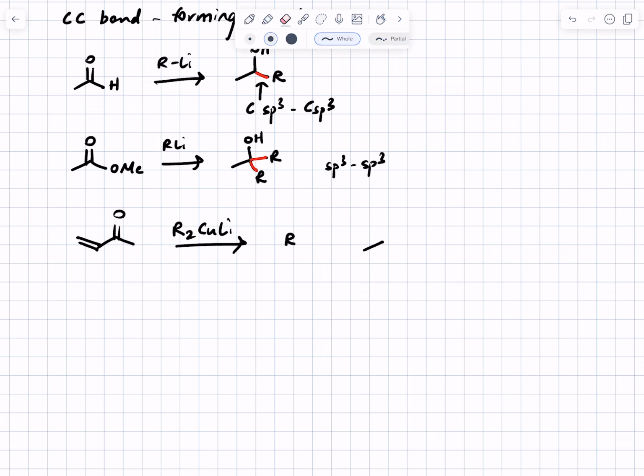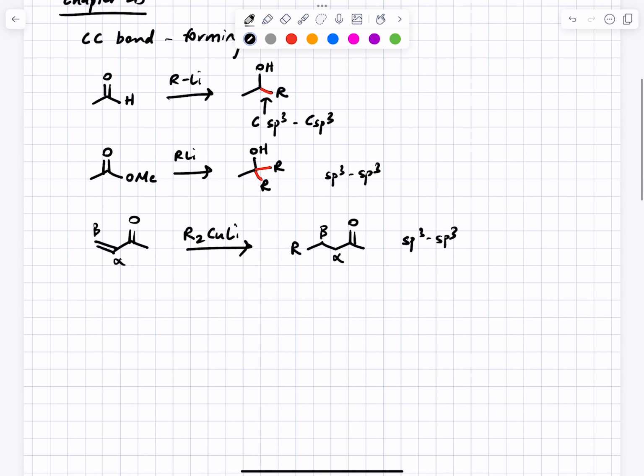I've messed it up. Whoops. Sorry. You could add whatever the R group is to the beta carbon of an alpha beta unsaturated carbonyl compound. And again, the bond that you make is between sp3 carbons. And in fact, a lot of the bonds that we have learned how to make are of this kind. Do you recall enolate alkylation? That sound vaguely familiar?